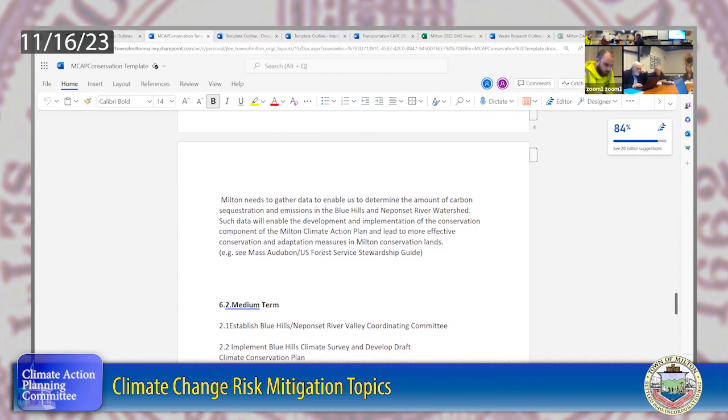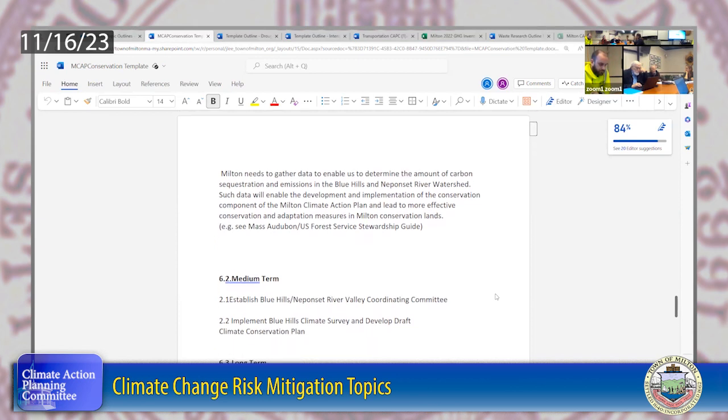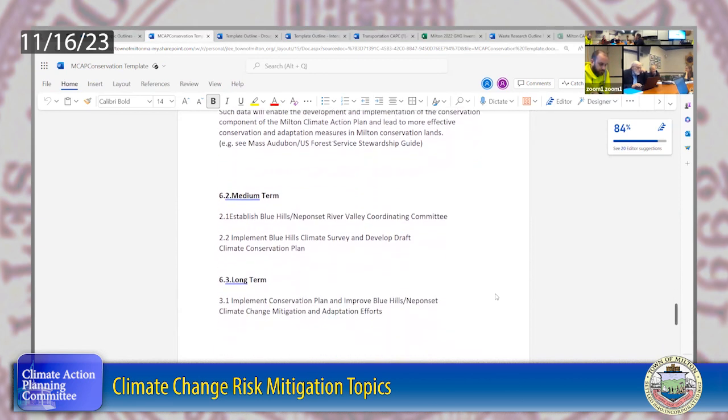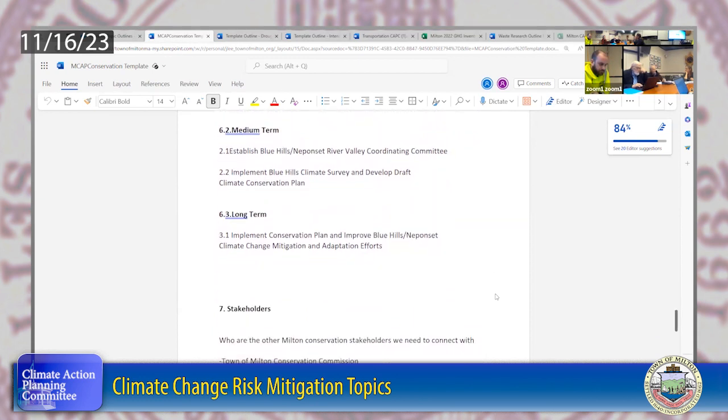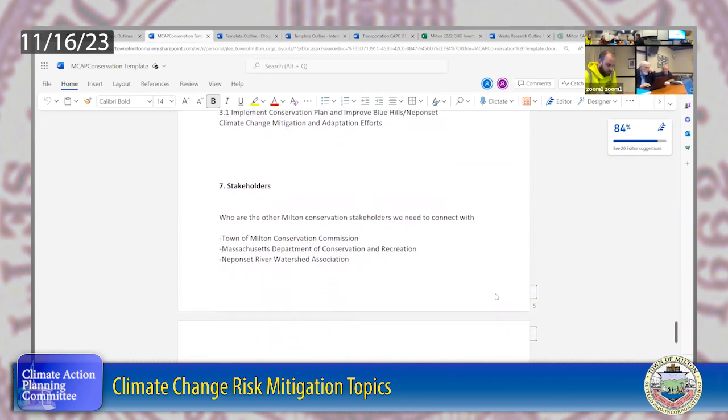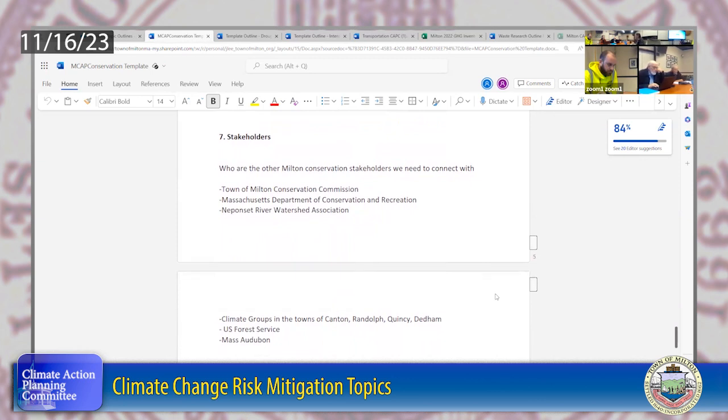In the medium term, establish some kind of coordinating committee consisting of Milton and the various towns, the DRC, the Watershed Association, to implement the survey and develop a draft climate conservation plan, and in the long term, implement the plan and improve Blue Hills and Ponson climate change mitigation and adaptation efforts.